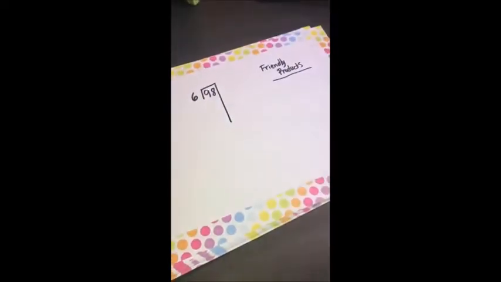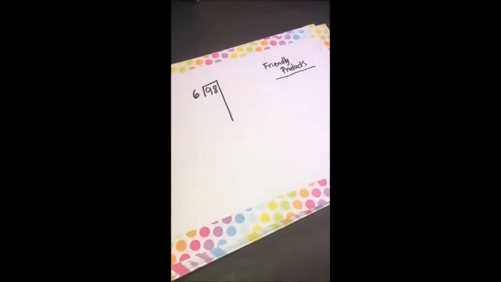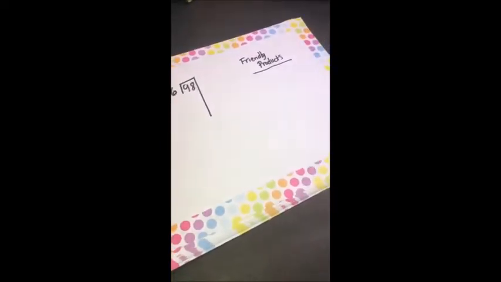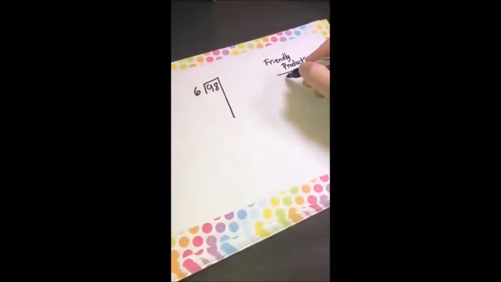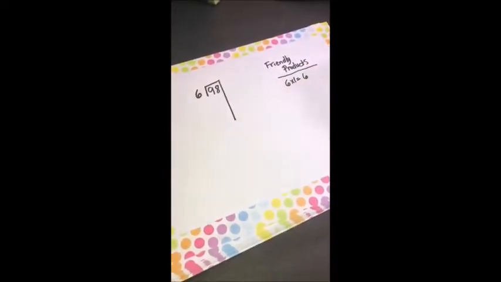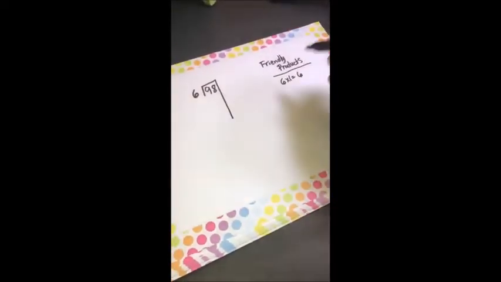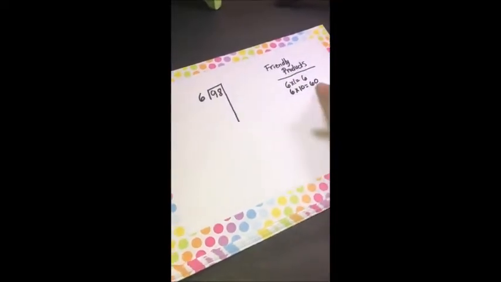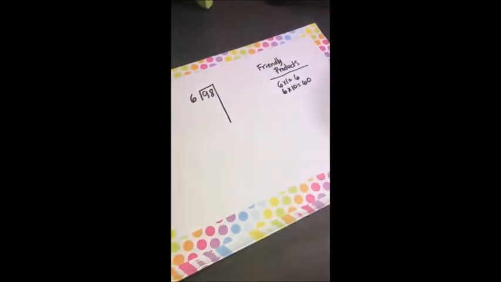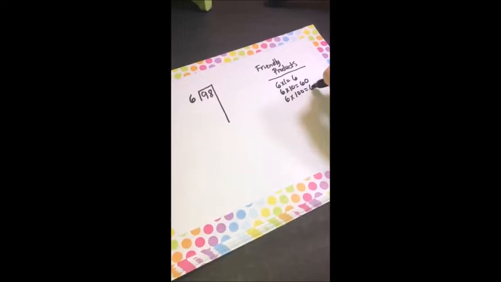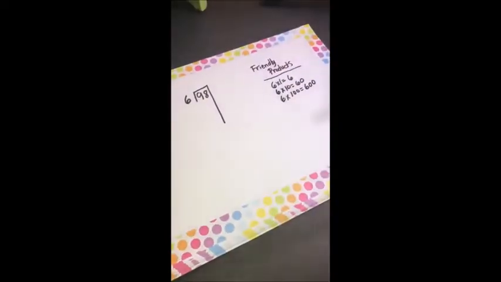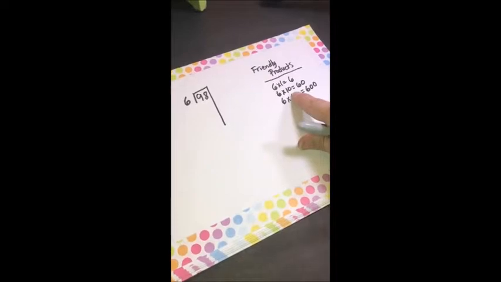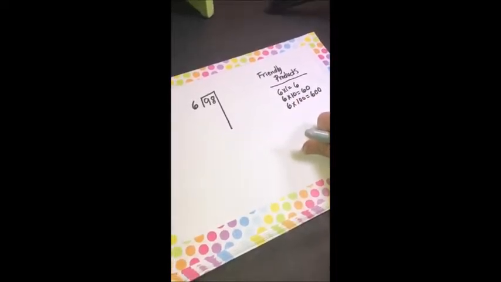So let's think about 6 and what we know about 6. What are some friendly products that go with 6? So I'm thinking in my head, well, 6 times 1 is 6. 6 times 10 is 60. So I have 60 here, which is still less than 98. So let's go with 6 times 100 is 600. Well, that would be way too much. So let's use what we know about 6 times 10 here. So I can take 6 times 10.